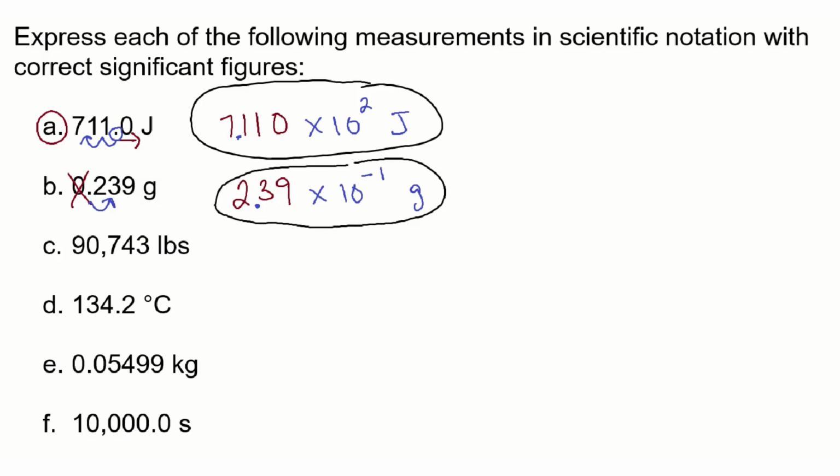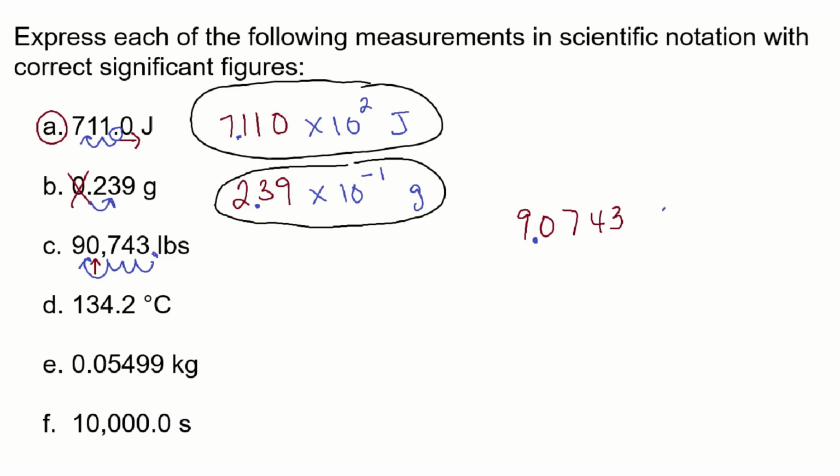Part C. All zeros between non-zeros are significant. So every digit in this measurement is significant. So all 5 of these digits make up our coefficient. This one doesn't have a decimal, but it's implied after the 3. We need to move that decimal 1, 2, 3, 4 places to the left in order to get our coefficient to be greater than or equal to 1 and less than 10. Another way you can say that is to make the coefficient have only one non-zero digit to the left of the decimal.